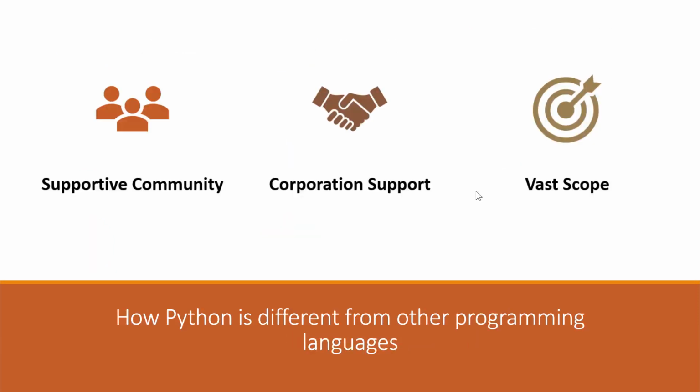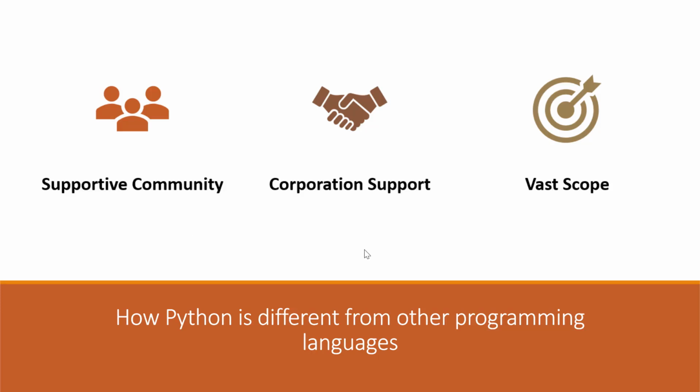Next, let's discuss how Python is different from other programming languages. So the very first difference is in its supportive community. So basically the community plays a huge role in the development of any open source project. Now Python was invented around 30 years ago in 1991, and in this lengthy period Python has evolved to the point where it can accommodate developers of all levels from basic to expert.